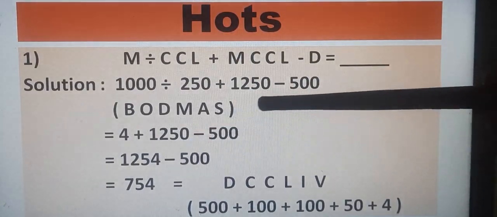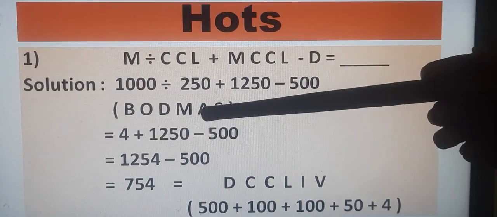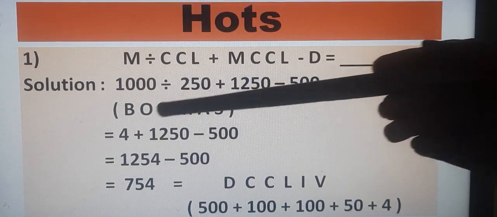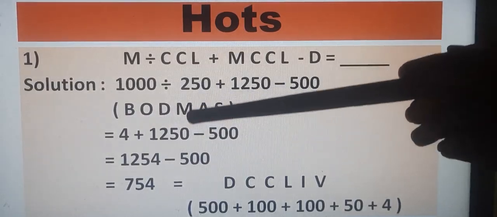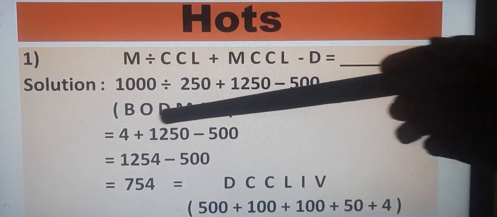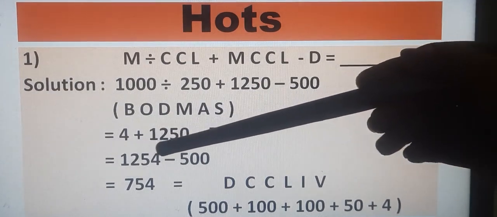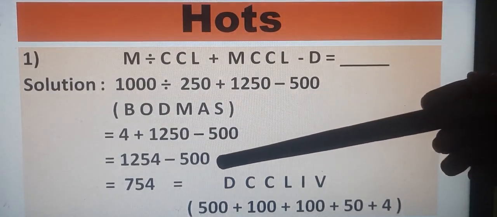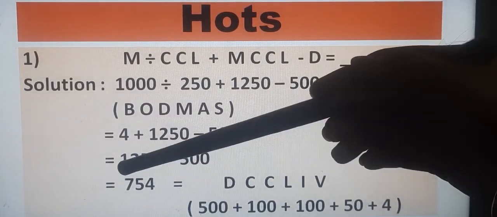4 plus 1250 minus 500. Now two signs are left. One sign we have resolved, solved. Now plus and minus, which sign will be taken first? Addition, right? So 4 plus 1250 is 1254, minus 500. After subtraction we will get 754.